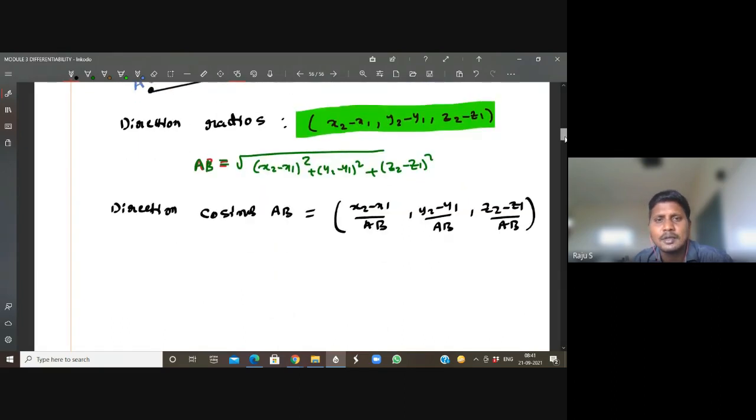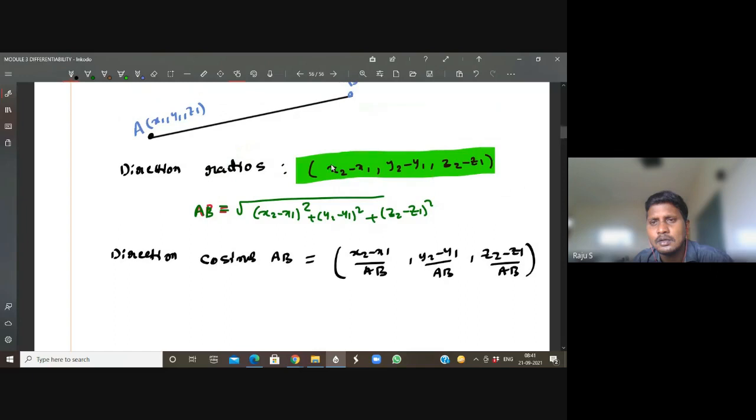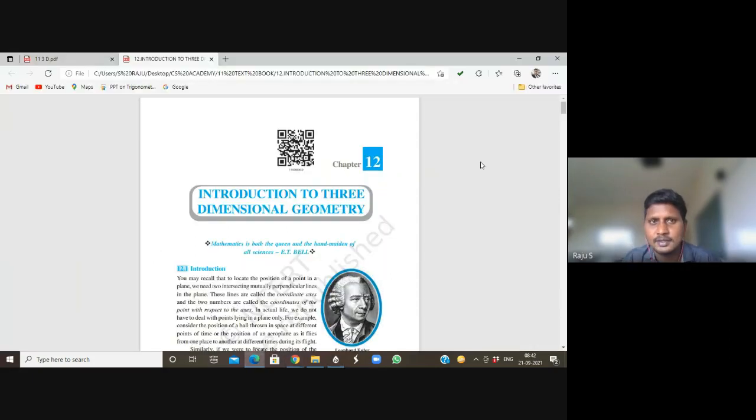So these are the conditions for finding direction ratios and direction cosines. Very simple: the direction ratios for the given two points are x2 minus x1, y2 minus y1, z2 minus z1. Direction cosines are the direction ratios divided by the distance from A to B. Okay, let us see here.